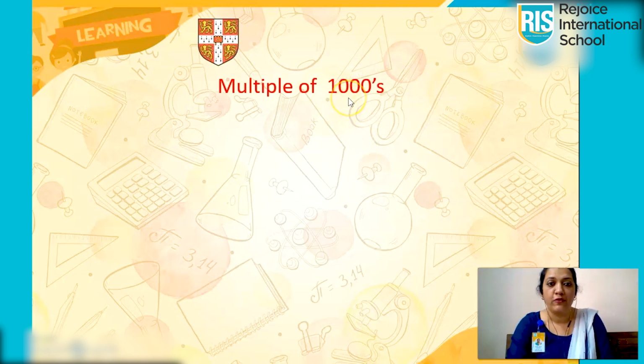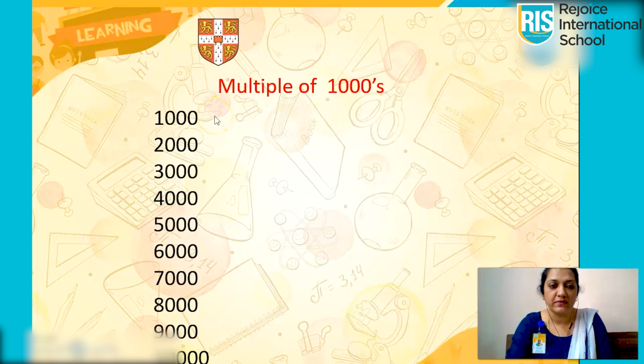Now remember here, from a 3-digit number we are entering to the family of a 4-digit number. Okay, which is units, the tens, the hundreds and the thousands. So multiples of 1000, all of you repeat after me. 1000, 2000, 3000, 4000, 5000, 6000, 7000, 8000, 9000, 10,000. Okay, so these are multiples of 1000. All right.